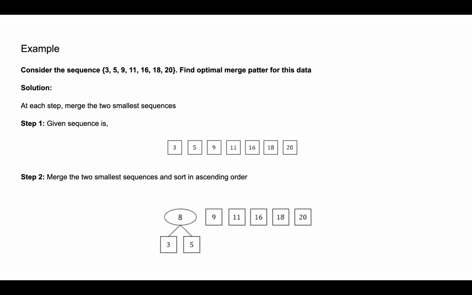Consider the sequence 3, 5, 9, 11, 16, 18, 22. Find the optimal merge pattern for this data. Okay, now how is the solution done? See, 3, 5, 9, 11, 16, 18, 22. Again this should be sorted. The requirement for this merge pattern is that this list should be sorted. At each step, merge the two smallest sequences. The given sequence is 3, 5, 9, 11, 16, 18, 22.